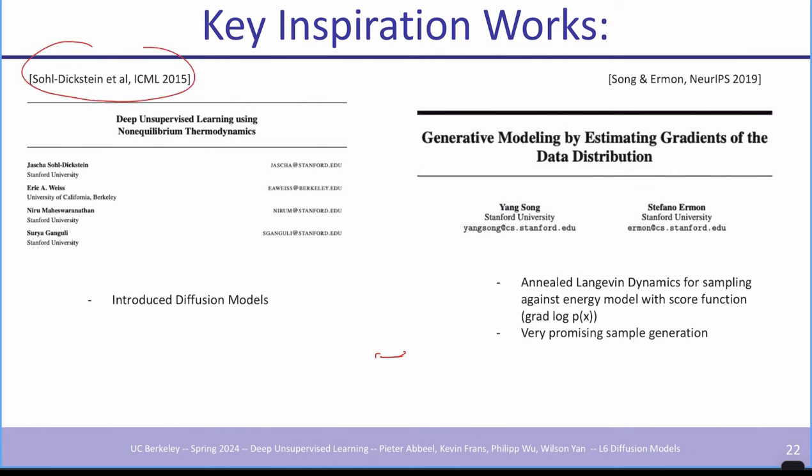DALL-E 2 made essentially image generation come of age. The cat example I gave at the beginning was a DALL-E 2 example. It came of age, I would say, in terms of quality and the things it could do. It didn't really come of age in terms of simplicity. The DALL-E 2 model is pretty complex compared to today's models. But it was the first one to have that really exceptional ability to create high quality images from text, very high quality images.